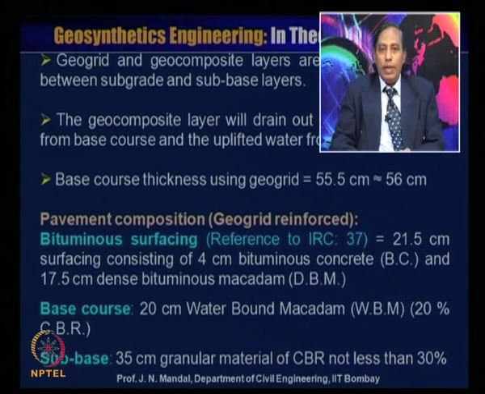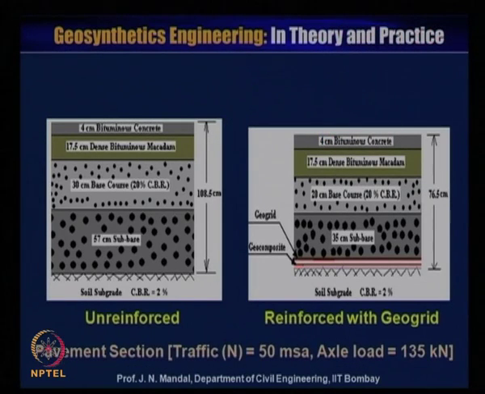Pavement composition, geogrid reinforced. The bituminous surface, with reference to IRC 37, will be 21.5 centimeter, surfacing consisting of 4 centimeter bituminous concrete, that is BC, and 17.5 centimeter dense bituminous macadam, that is DBM. In the base course, we provide 20 centimeter water bound macadam, WBM, that is 20% of CBR. In the sub-base course, 35 centimeter granular material of CBR not less than 30%. These are all according to IRC code specification.